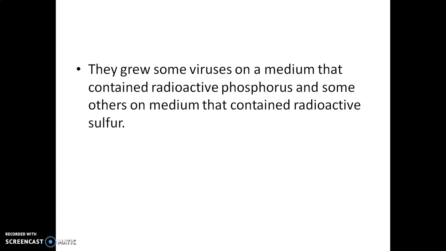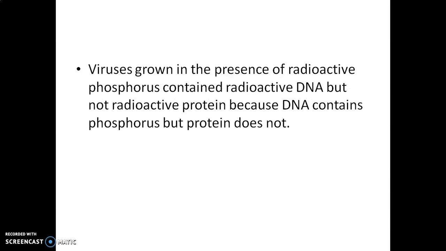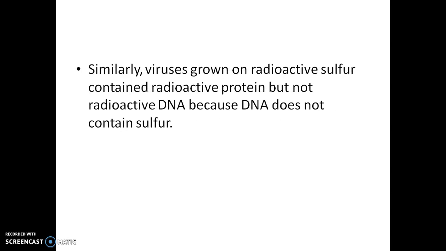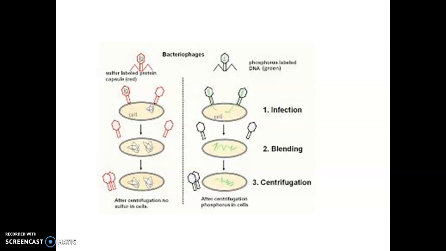They grew some viruses in a medium that contained radioactive phosphorus and some others in a medium that contained radioactive sulfur. Which are the two radioactive substances? Yes, radioactive phosphorus and radioactive sulfur. Viruses grown in radioactive phosphorus contain radioactive DNA but not radioactive protein, because DNA contains phosphorus but protein does not. Similarly, viruses grown on radioactive sulfur contain radioactive protein but not radioactive DNA, because DNA does not contain sulfur. The same diagram is there in our textbook.